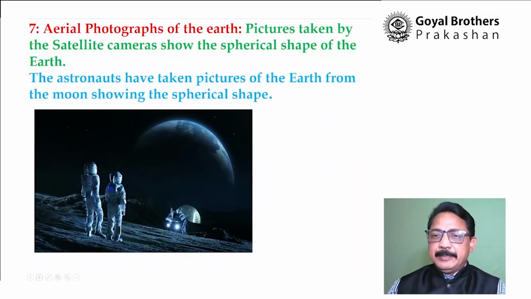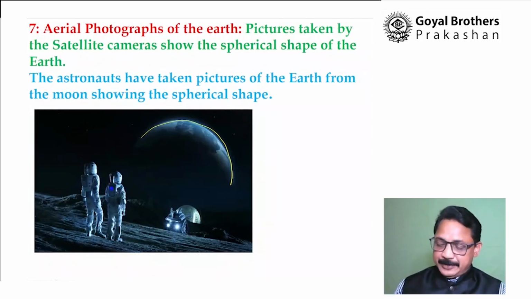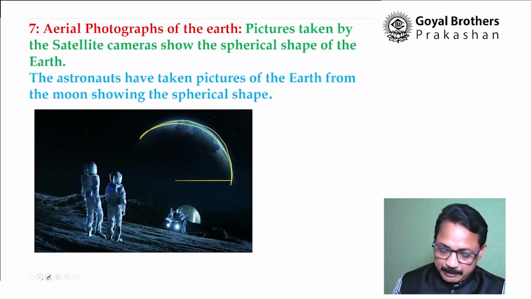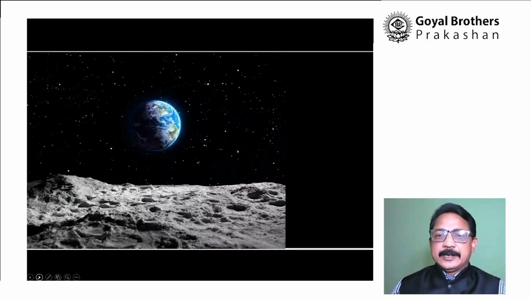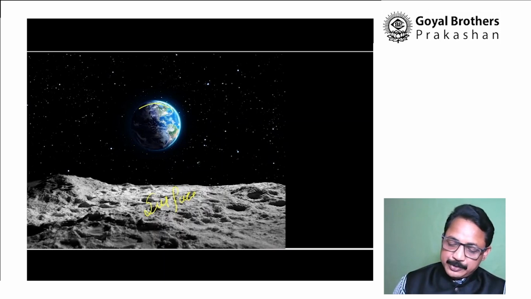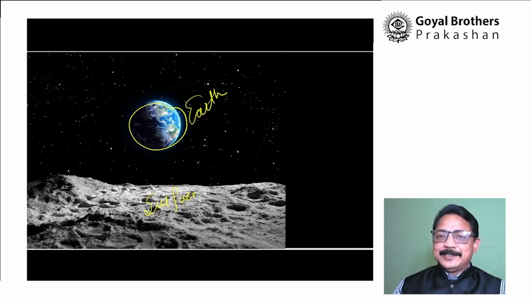This is the ultimate proof, dear student. Aerial photographs. Now you can see the photograph of the earth taken from the surface of the moon. And you can see here in the background the earth as a perfect sphere, okay? So that is the ultimate proof that earth is spherical in shape. So, pictures taken from satellites by the astronauts. This is the surface of the moon, and in the background here you see the earth. It's a proof that yes, our earth is seriously spherical in shape.